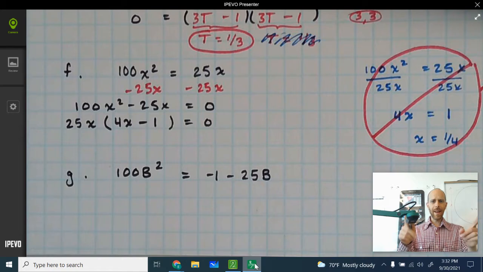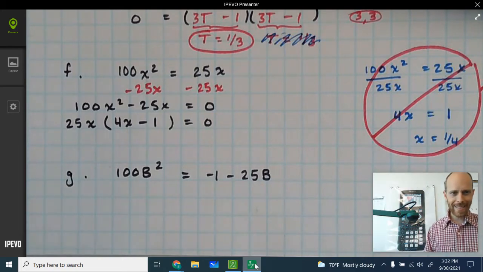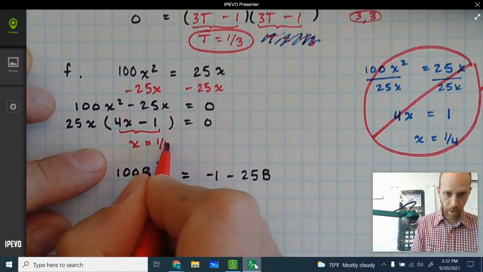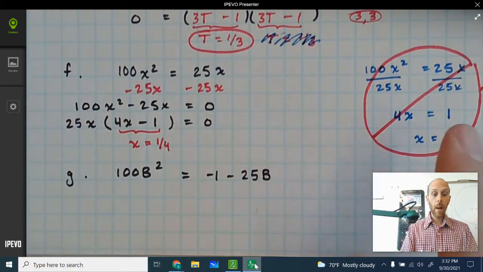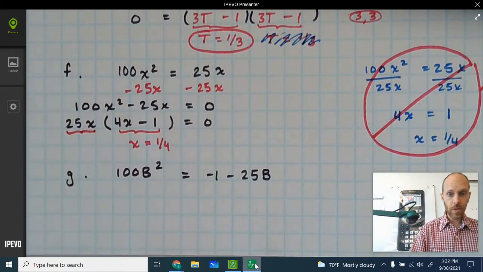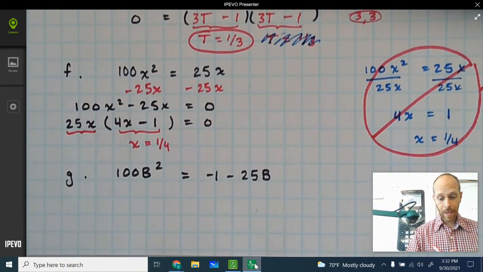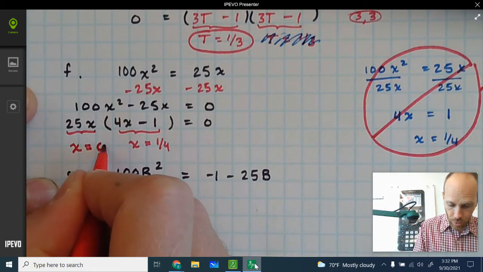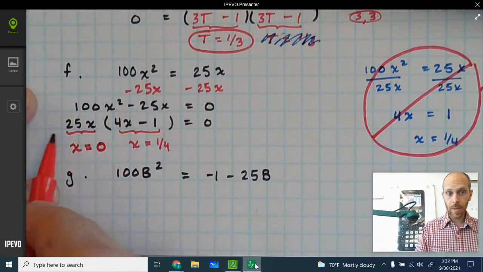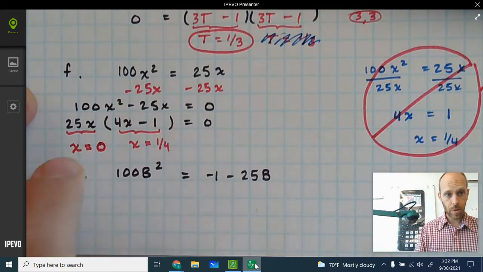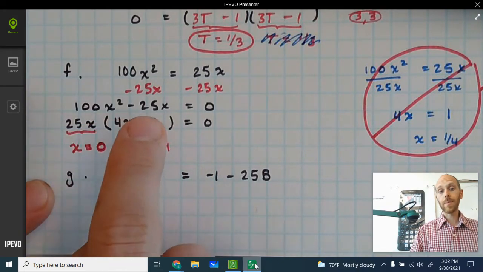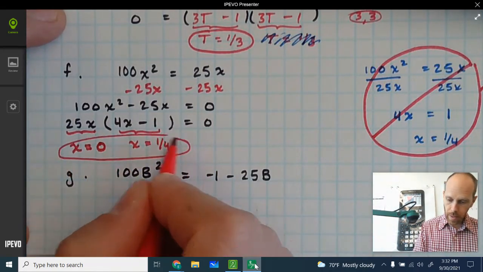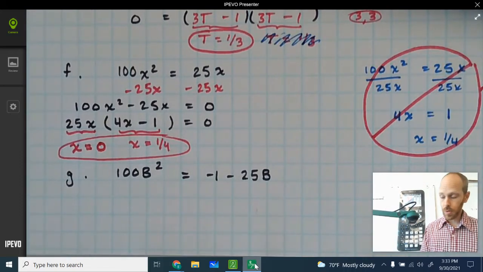Oh, Mr. Klein, I feel you. I get it. This is giving us the x equals 1/4. The same 1/4 that we found over here. But notice that this term right here, if we set that equal to 0, we also get a solution that x could be 0, right? If I plug 0 in there, the whole equation would be 25 times 0 times something is 0. It works. Okay? So moral of the story, don't divide by x, you lose solutions.